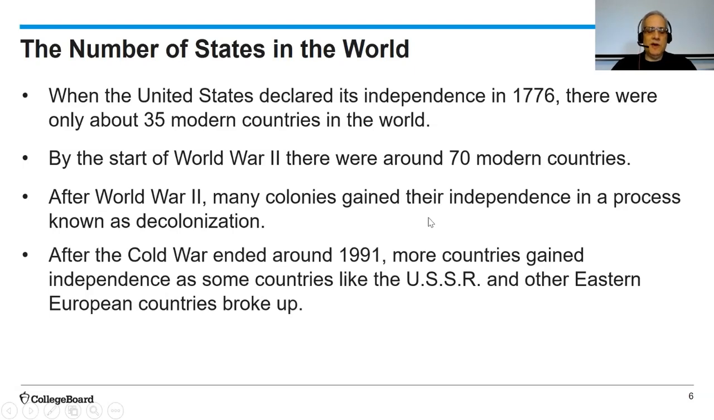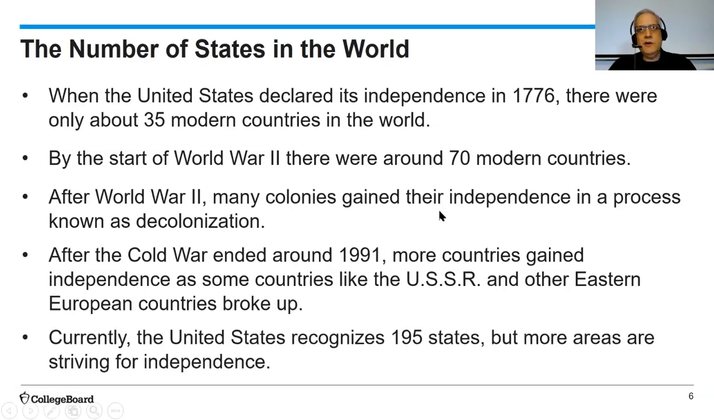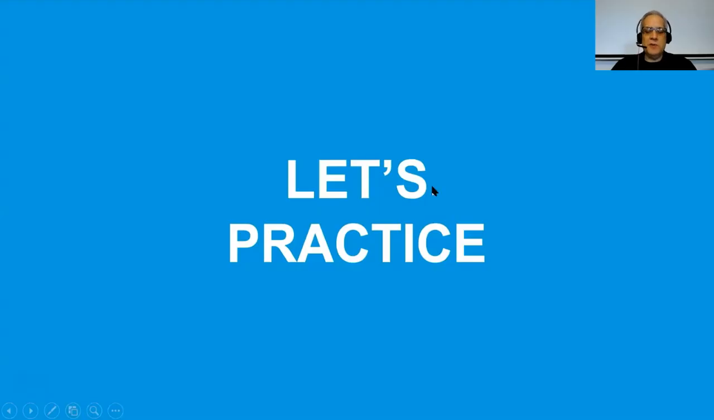A second round of countries came about after the Cold War in 1991. A lot of countries gained independence as some large countries like the USSR or some Eastern European countries like Yugoslavia or Czechoslovakia broke up into smaller countries. And currently, the United States recognizes 195 states, but there are several more areas who would like to become states and get their independence and join the international community. So let's practice.